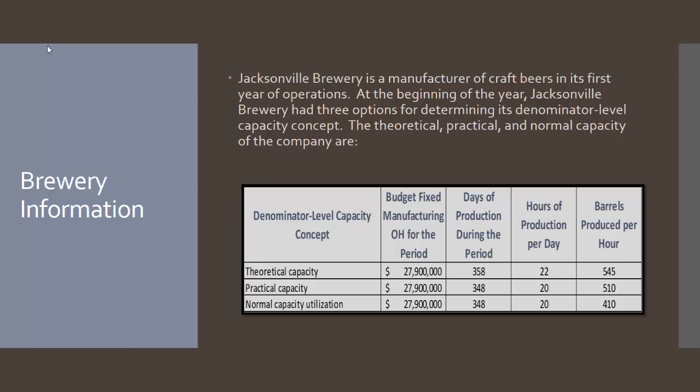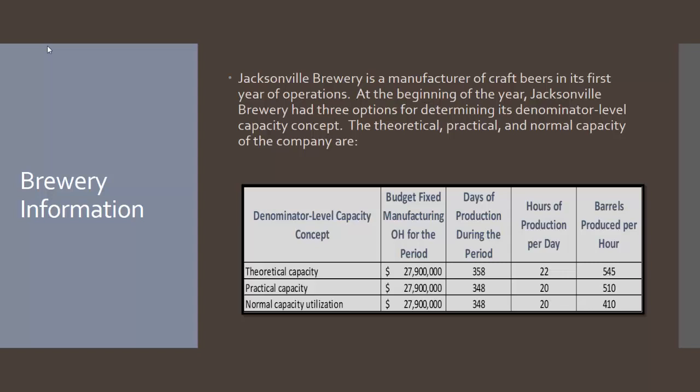Theoretically, Jacksonville Brewery thinks they could operate 358 days a year. People still need days off for holidays. They could operate 22 hours per day. You got to give people lunch. And they could produce 545 barrels per hour. Practically, however, they think they can only operate 348 days. They're going to have to shut down the facility at some point to do standard repairs, maintenance, safety inspections, etc.